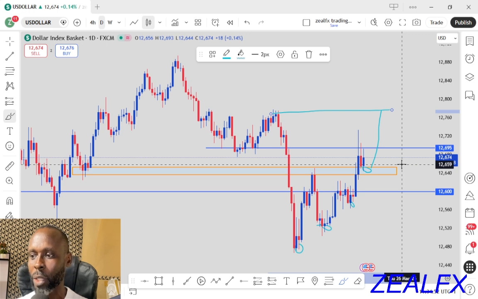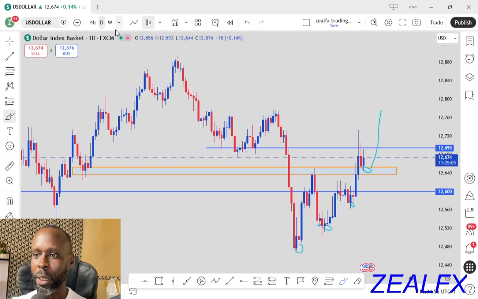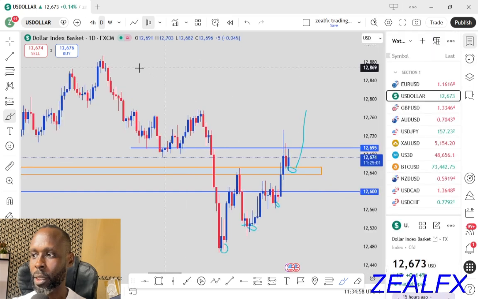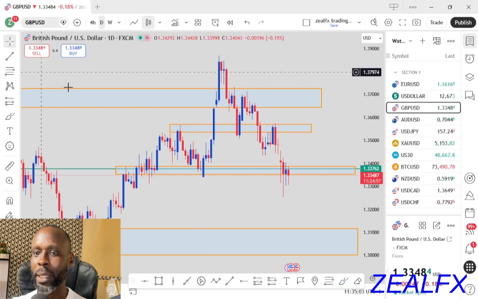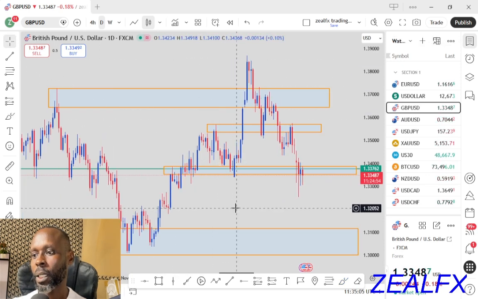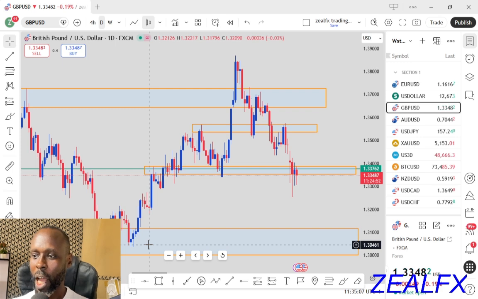So let's go back to our daily chart of the pounds USD. Let's go to the pounds USD daily chart. So on my daily chart on the pounds USD, so long as we still have this series of lower highs, and we also have the dollar index creating a series of higher lows, this is a clear indication of more bearish momentum building up for the pounds USD.